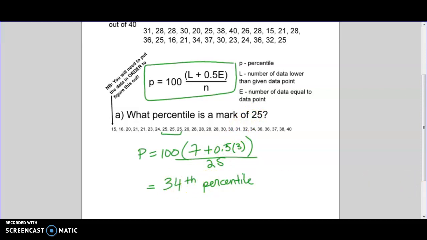So there are the two ways you could be asked a question. You are either given the mark and asked to figure out the percentile, or given the percentile and asked to figure out the mark.